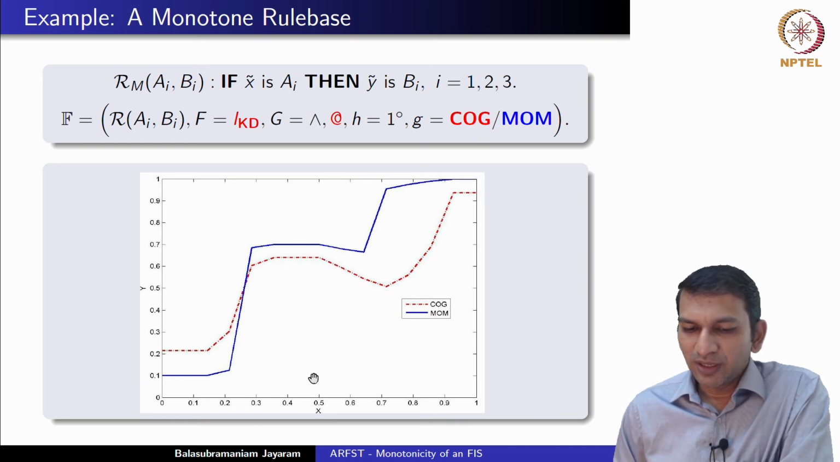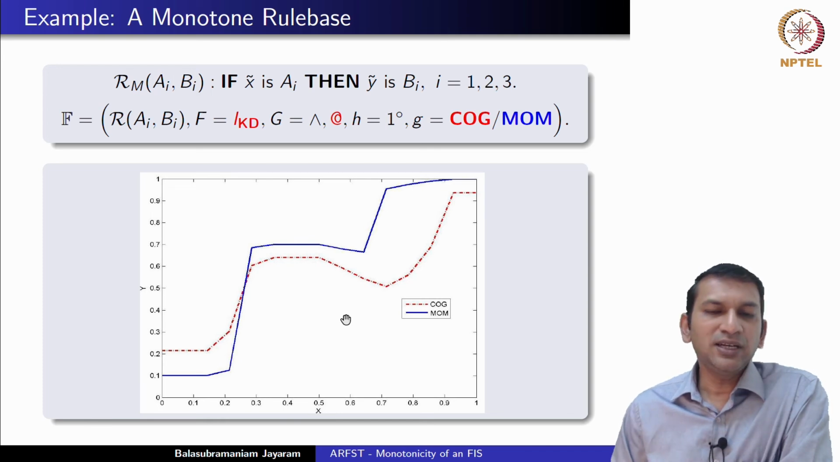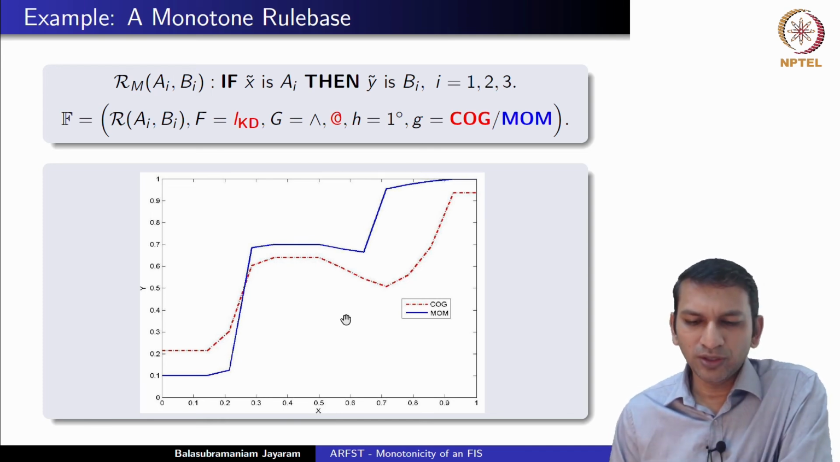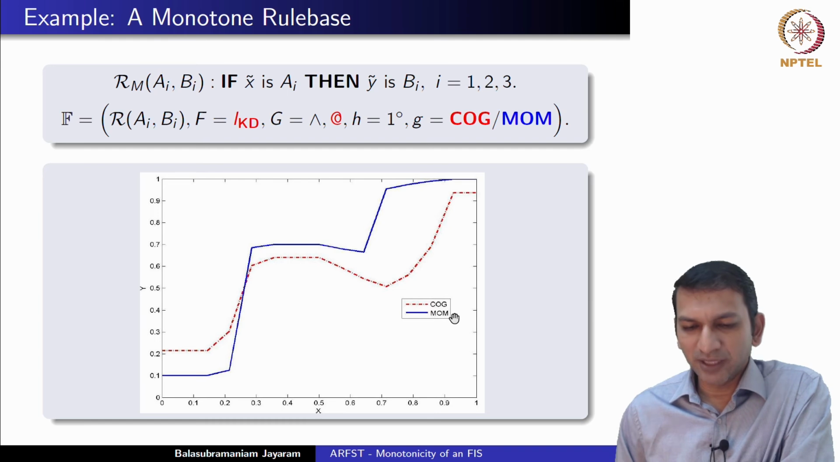is not monotone. At 0.5, it is at 0.6 something, it is above 0.6, and at 0.7, it is well below 0.5. It's quite close to 0.5. So you see that this output function is not monotone. What happens if you use the mean of maxima? We see that when you use the mean of maxima again, the curve dips here, which means it is not monotonic.